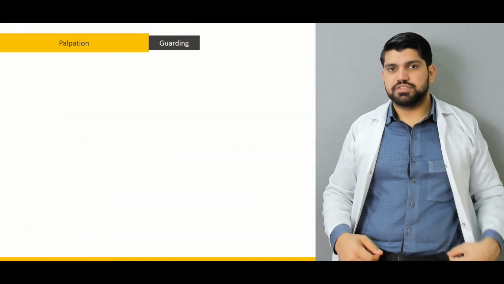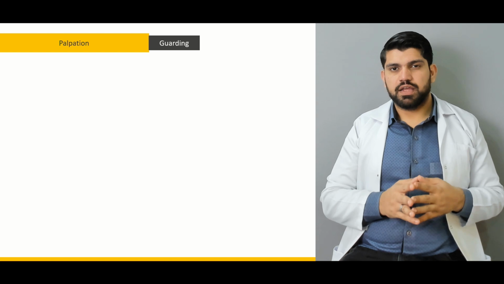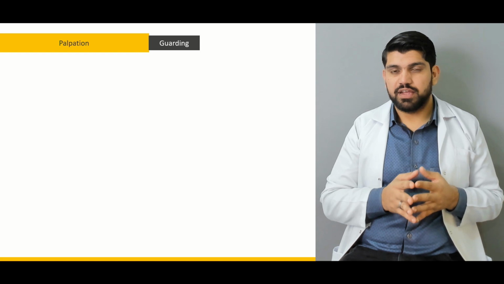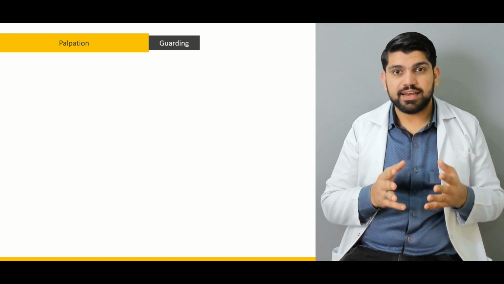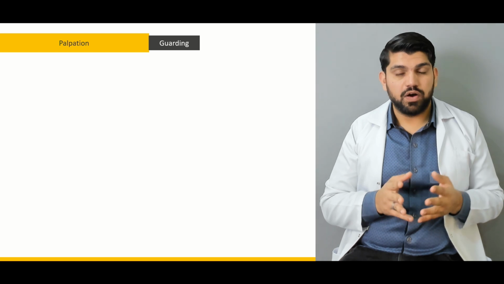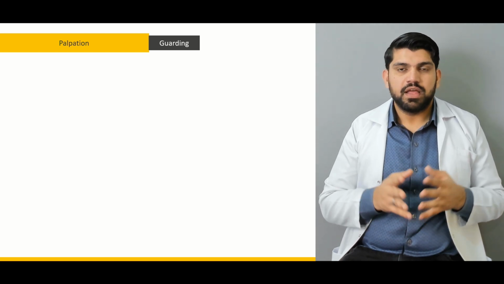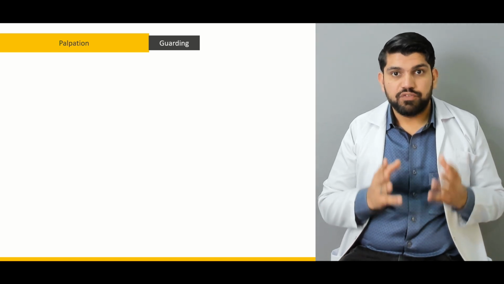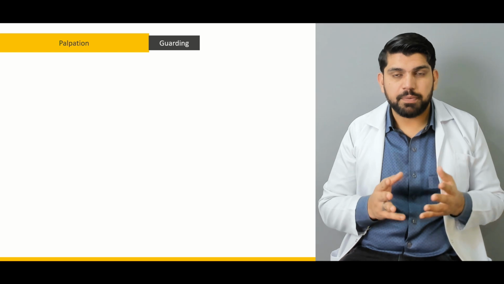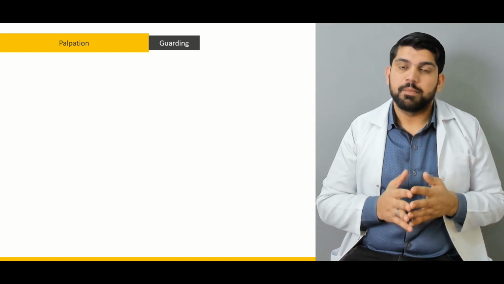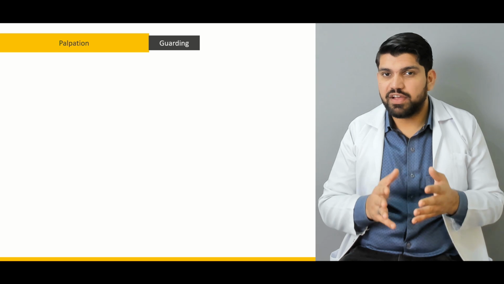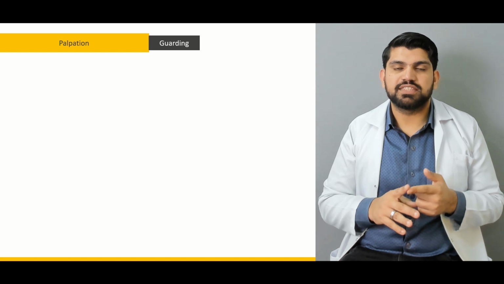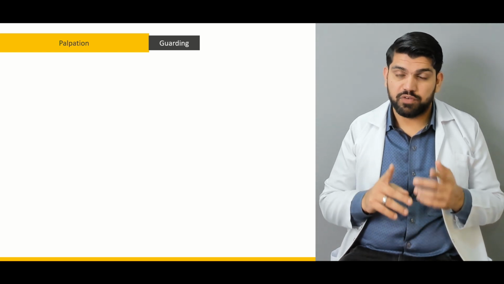Next is palpation. Before going into guarding, there are multiple steps I want you to listen carefully that are important in palpation, and that can give you enough information for the diagnosis. With palpation, what to do first? Look for tenderness. Ask the patient, where is the pain? Because if the patient identifies the point of pain, the point of tenderness, that should be examined last in your palpation.